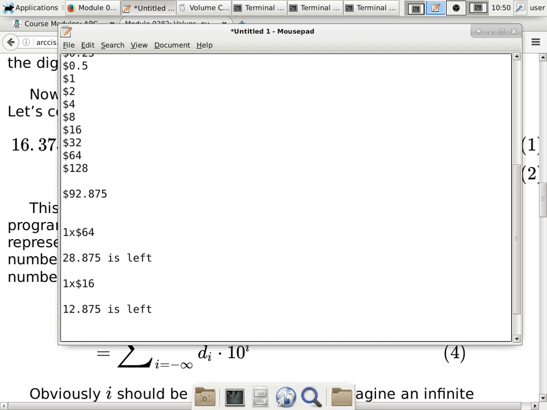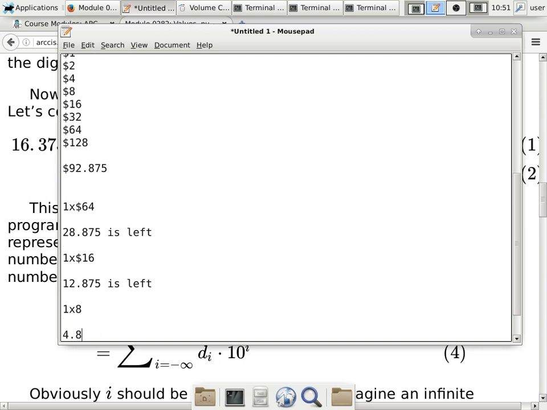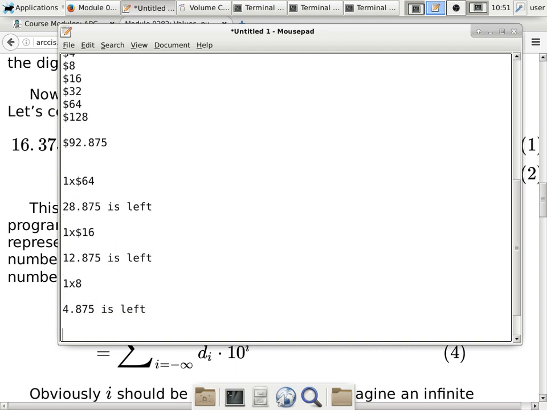Now you have $12.875 left. So you try 16 already. Now the best part of binary numbers is you don't have to retry 16. Once you have used it, you don't have to consider it again. So the next one down is 8. There's one 8 in 12 point something, so we'll specify one of those. So now we got $4.875 left. The next one down is a 4. We'll take one $4 bill. This is an $8 bill.